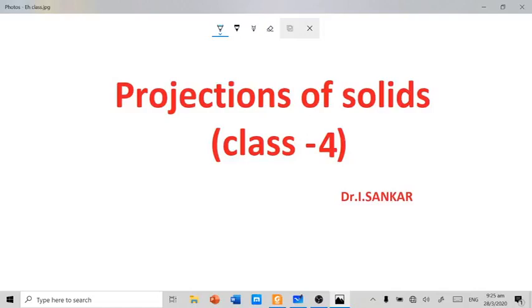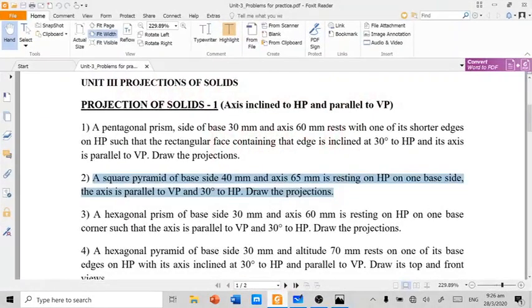Welcome dear students. In this video lecture we are going to learn how to draw the front and top views of a solid when its axis is parallel to VP and inclined to HP. This is a very similar problem to the one we solved in the last class. In the last class we solved it for a prism, and today we are going to solve the same for a pyramid. This is a problem from the second half of our problem set.